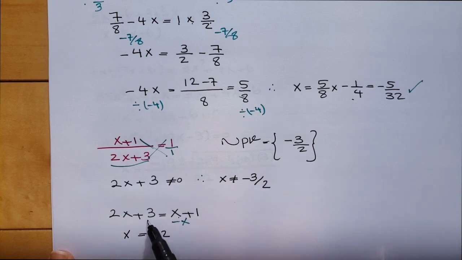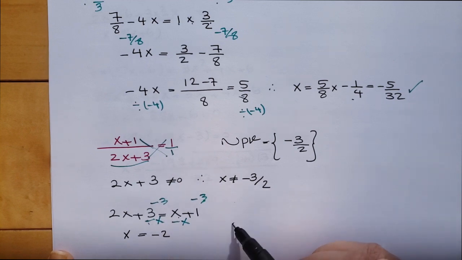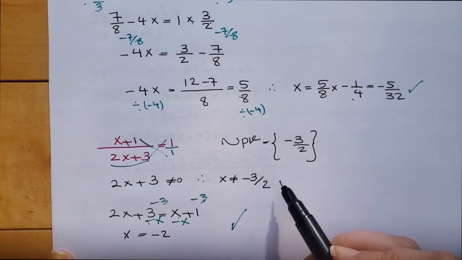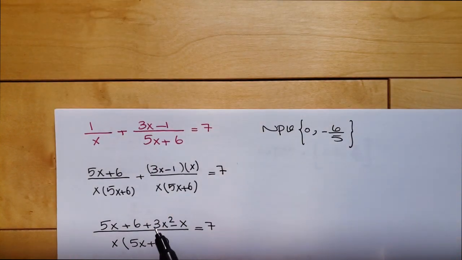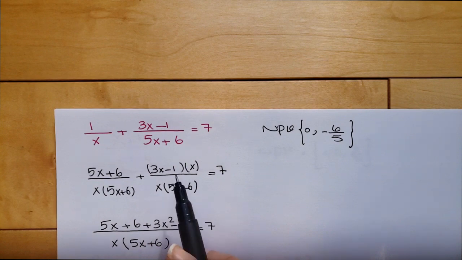I add negative x to both sides. So that would be 2x minus x, which is x. Then I add negative 3 to both sides, and it turns into negative 2. So this is the final answer. It's different from the NPV, so I keep the answer. Let's do another rational. This is kind of an intermediate one.